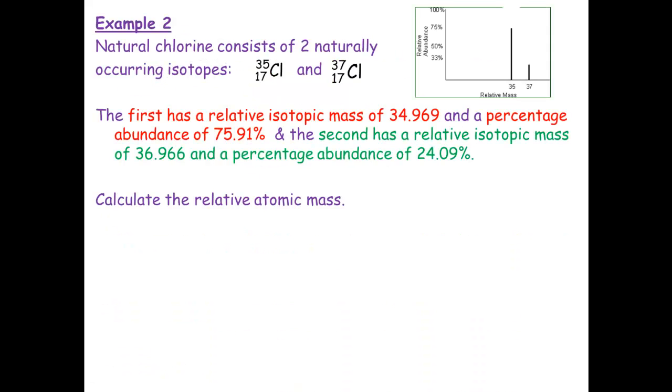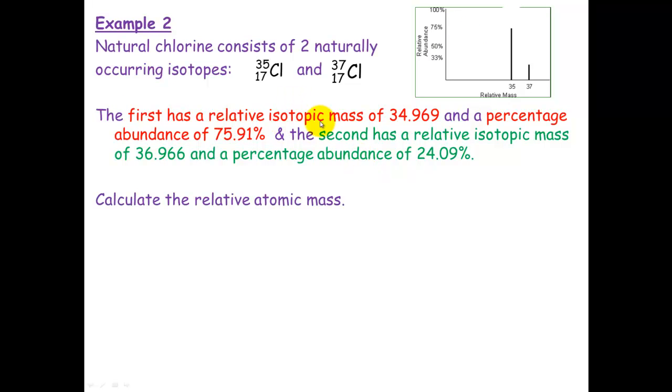So let's have a look at a second example here. Natural chlorine consists of 2 naturally occurring isotopes, Cl35 and Cl37. And here they are on the mass spectrum graph. You can see 37 here has a percentage abundance of approximately 25% and 35 here of approximately 75%. If we read our question, we can see that.